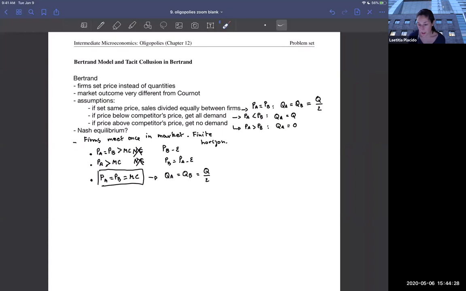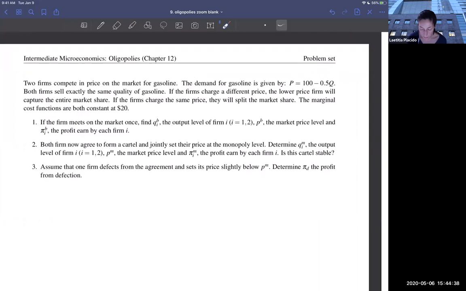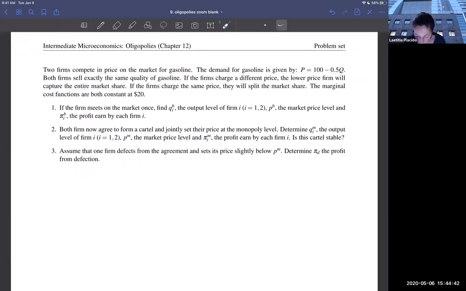But things are going to change if we assume that the game doesn't have an end. So first let's solve the first question of that problem here. Here we have a Bertrand setting, we have the market demand, we have the regular hypothesis of the Bertrand game, and the marginal cost is constant for both firms and it's equal to 20. So the first question is, if the firms meet on the market once, what is Q_i, the individual quantity produced by any firm i, the market price, and the profit?